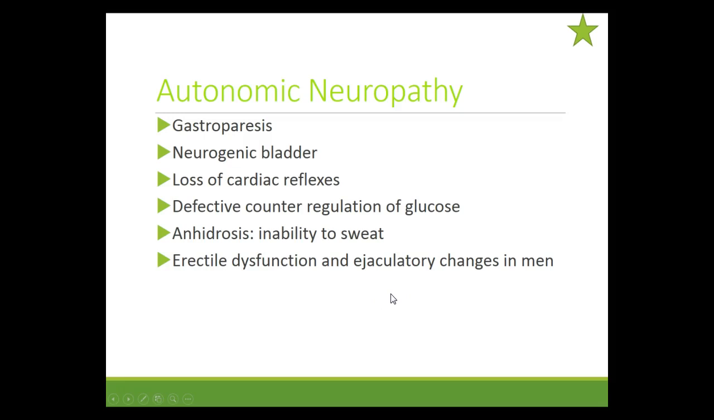Autonomic neuropathies, you will see some patients with diabetes who may have gastroparesis, neurogenic bladder, loss of cardiac reflexes, defective counterregulation of glucose, hindrances, the inability to sweat, and also erectile dysfunction and ejaculatory changes in men.